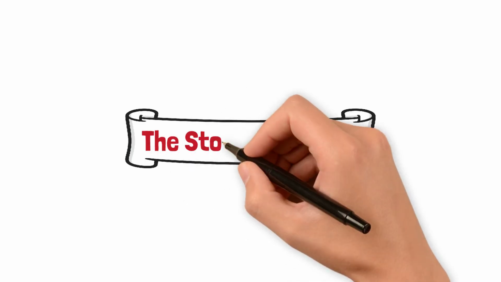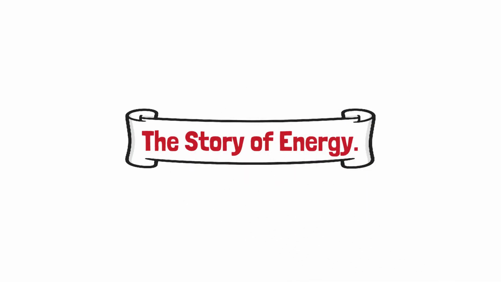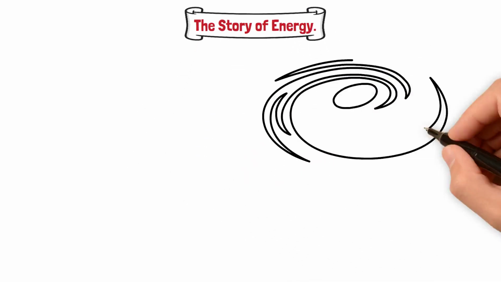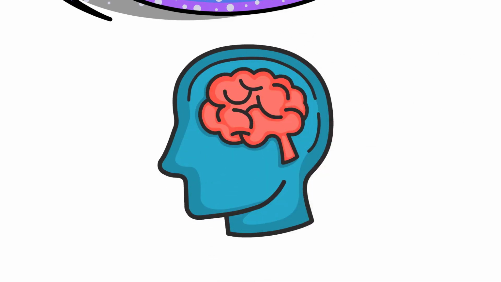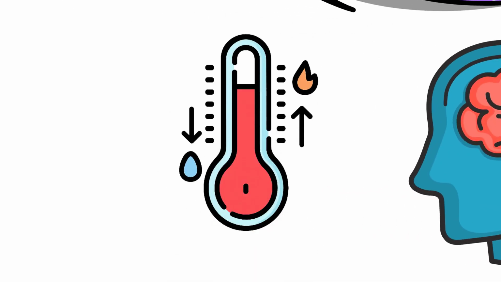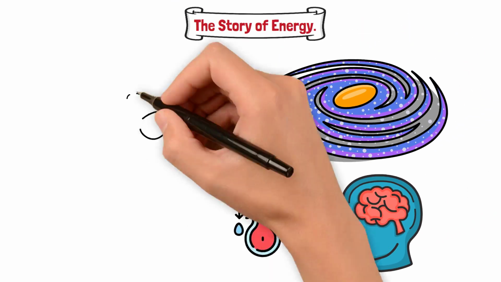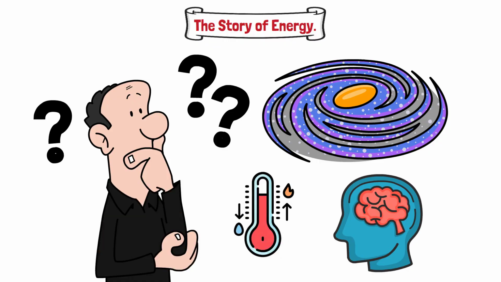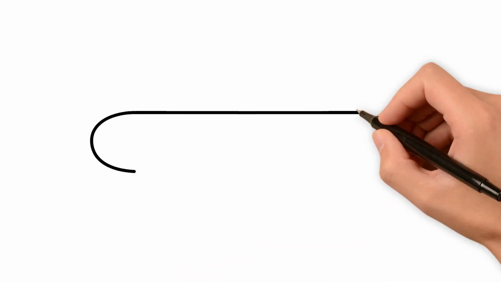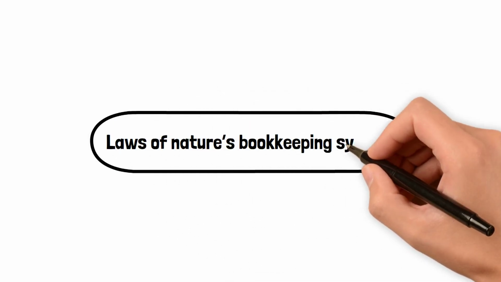The story of energy. Every process in the universe, from the motion of galaxies to the firing of neurons in your brain, involves energy. Thermodynamics is the branch of physics that studies how energy moves, transforms, and interacts with matter. It's built on four fundamental laws, often called the laws of nature's bookkeeping system.